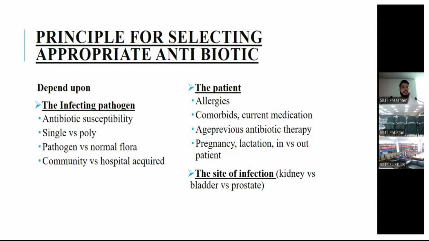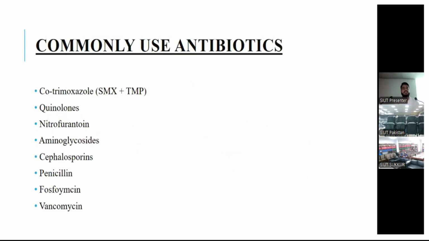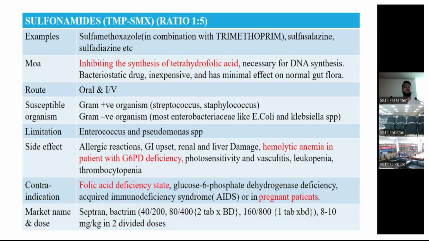Community versus hospital-acquired infections. The patient-related factors are hypersensitivity reactions to antibiotics, any comorbid conditions such as diabetes or renal failure, current medication, age, previous antibiotic therapy, pregnancy, lactation, and patient either admitted or outpatient. And site of infection, either the infection of the kidney, bladder, or prostate. Commonly used antibiotics are penicillin, cephalosporins, nitrofurantoin, fosfomycin, vancomycin, and trimethoprim-sulfamethoxazole. We will briefly discuss one by one.